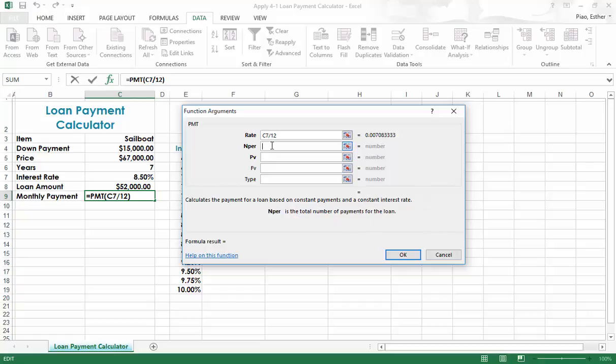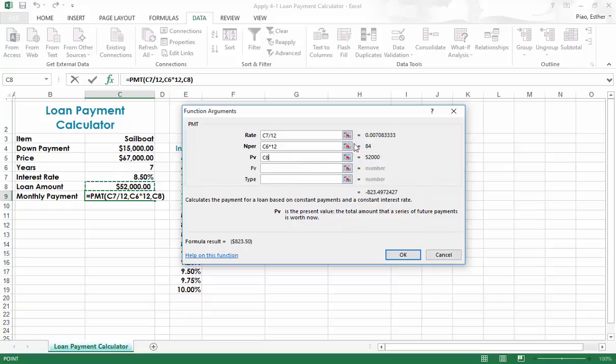The same thing applies to the number of payments. The total is 7 years, so the total number of months is 7 times 12. And the present value is the actual amount of money we owe the bank, which in our case is the loan amount. So just put the loan amount.